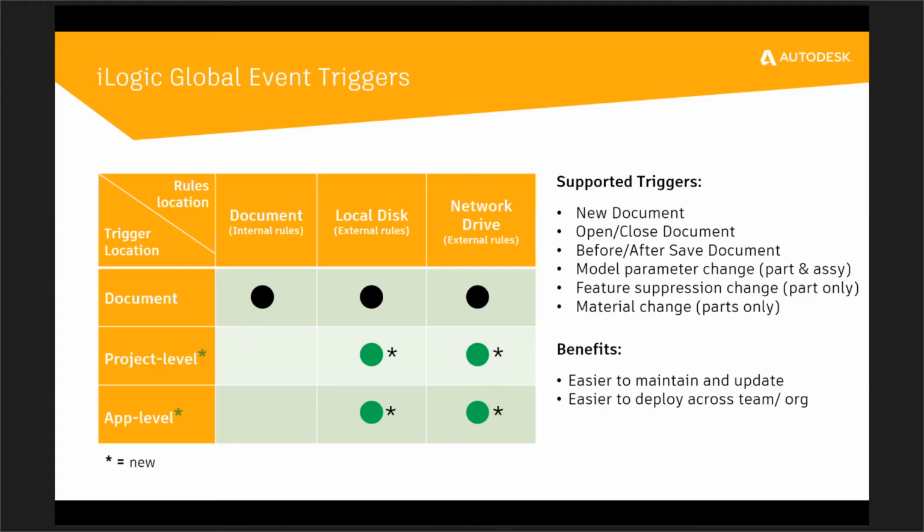In the area of iLogic, we focus on these global event triggers. So what we really talked about before is we had some different trigger levels and where those rules were stored prior, but it really didn't extend to a global level. So now we have these different triggers for new document, open and close document, before and after save, parameter change, etc. And really what it allows for is that it's easier to maintain and update from a CAD standard or a deployment standard for our users, because you can now have these on network drives or local disks as you start adding these global triggers for your users with iLogic.